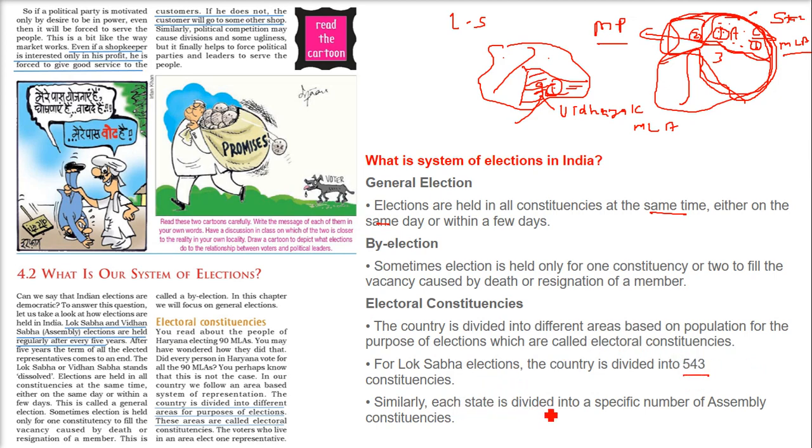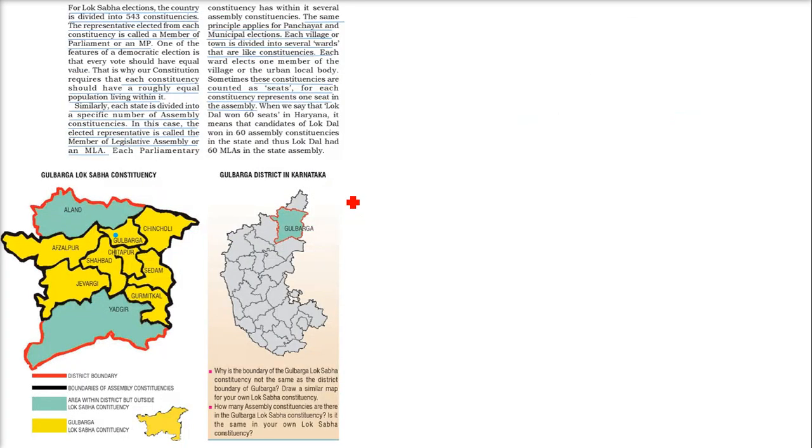Each state is divided into a specific number of assembly constituencies, as I just showed you here. This is first, second, third, and they have almost equal population. So the country is divided into different areas for purposes of elections, and these areas are called electoral constituencies. For Lok Sabha, there are 543 constituencies as per the book, and one person is selected from a constituency or an area. This is called Member of Parliament or MP, for the Lok Sabha. And each constituency has roughly equal population. That is how it is divided.